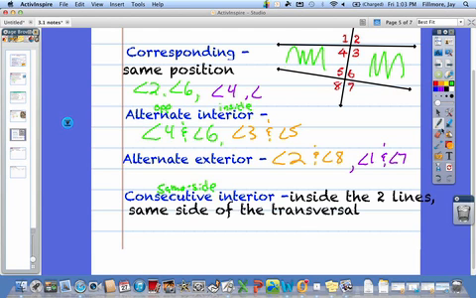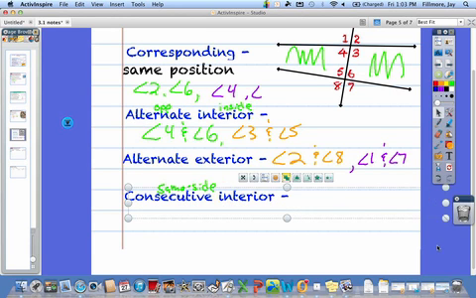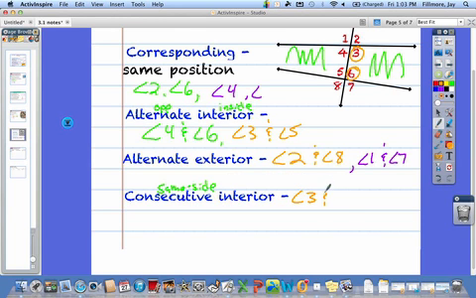So as an example for those, I'm going to go ahead and hide this again. Interiors, I could look at 6 and 3. They're on the inside, but on the same side of our transversal. So I could say angle 3 and angle 6, or as you probably guessed, angle 4 and angle 5. Same side, interior. Also known as consecutive interior.